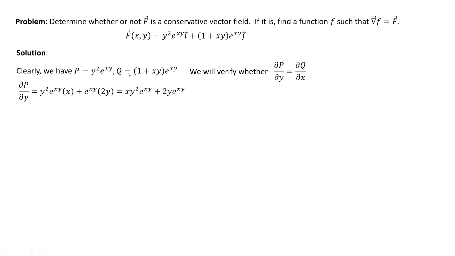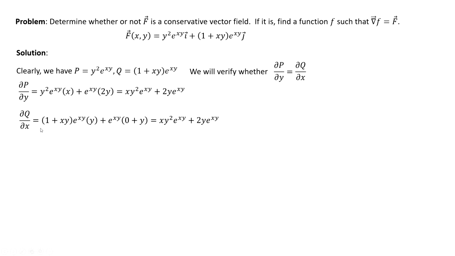Now Q with respect to x. First function 1 plus xy times the derivative of the second, e to the xy times the derivative of xy, which is just y, plus e to the xy times the derivative of the first, 0 plus y. Cool. And so that's xy squared e to the xy, and notice there is a 1 times y e to the xy. So there's a y e to the xy there, and there's another y e to the xy here. So that made it 2y e to the xy.